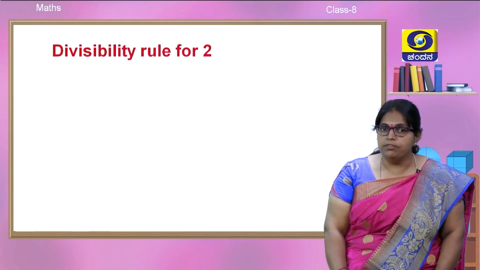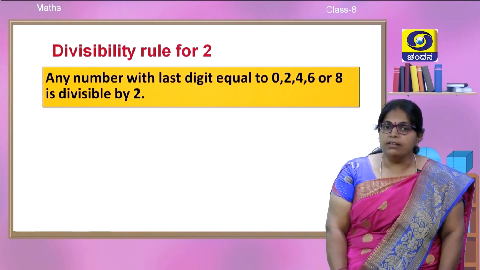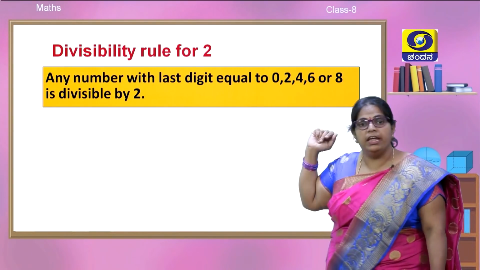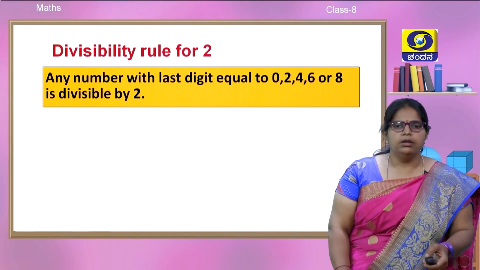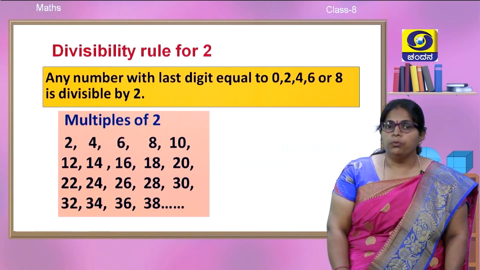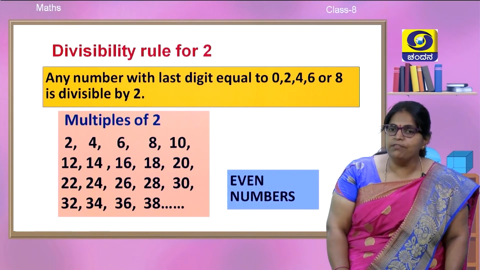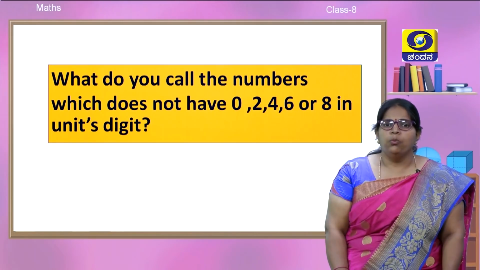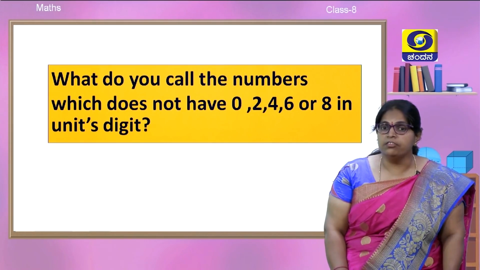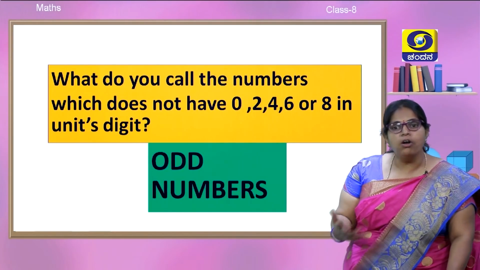Now give me the divisibility rule for 2. Yes, you are right. Any number with last digit equal to 0, 2, 4, 6 or 8 is divisible by 2. Now children, observe these multiples of 2. What do you call these numbers? Yes, you are right. These are also called even numbers. Now, what do you call the numbers which don't have 0, 2, 4, 6 or 8 in the units digit? Yes, we call them odd numbers.